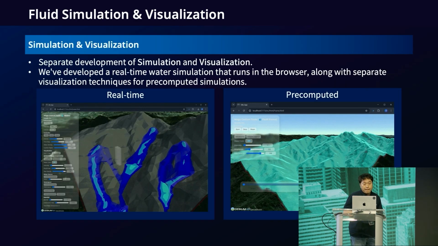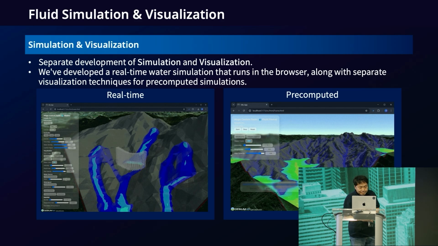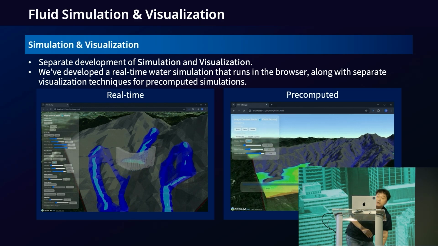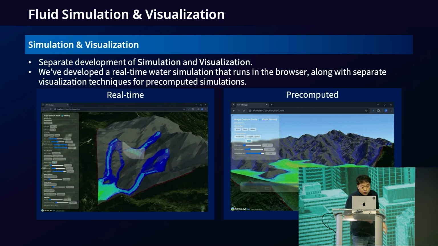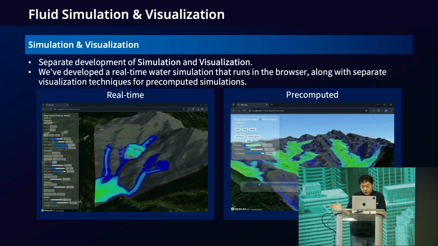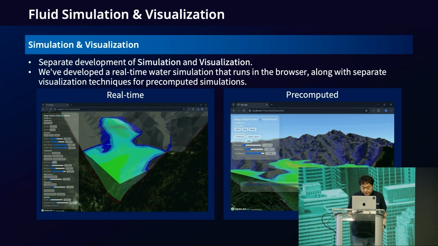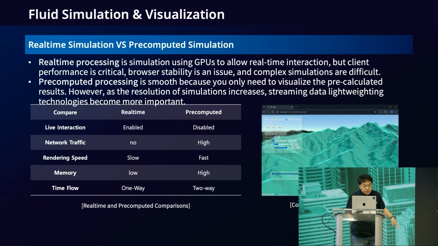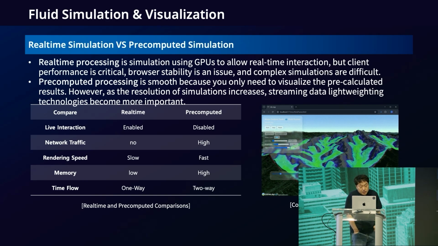So we have two types of simulation and visualization. Actually, on the left side now you can see the real-time simulation of the water flows, and on the right side you can see the pre-computed visualization of the flood. This is a comparison chart between real-time and pre-computed simulation.